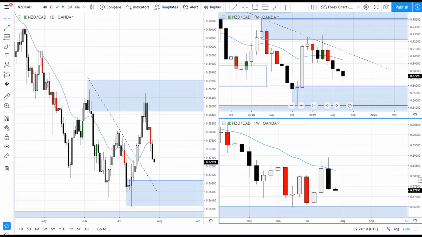Okay, I hope you guys found this useful. I hope that this helps you, gives you a little insight on your trading plan and how to analyze this Forex pair.